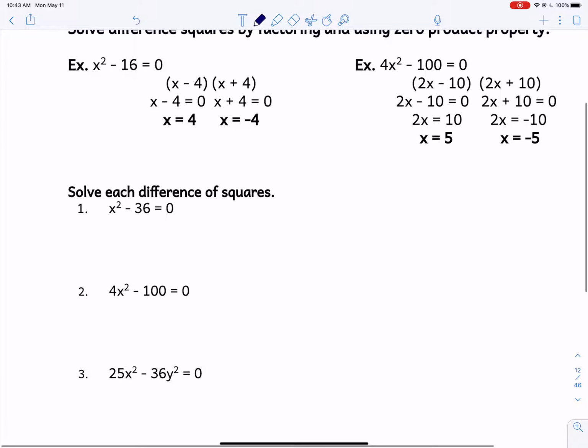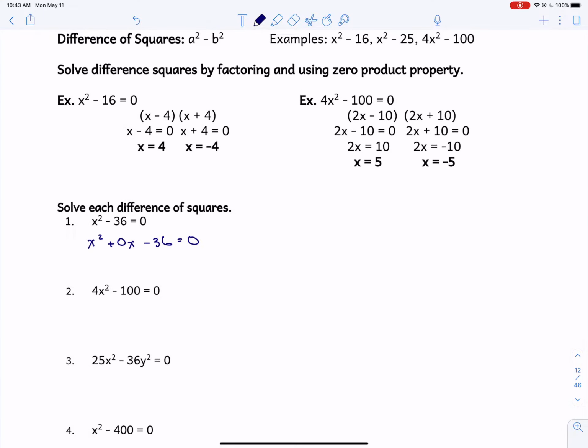So I'm going to rewrite this. x squared, and then I'm going to put a 0x, because there is no x, and minus 36. So this might help us to understand the factoring method that we've been using. Okay, x and x, that's fine. Now we have a minus for this third operation, and that means this is going to be a plus and this is going to be a minus.